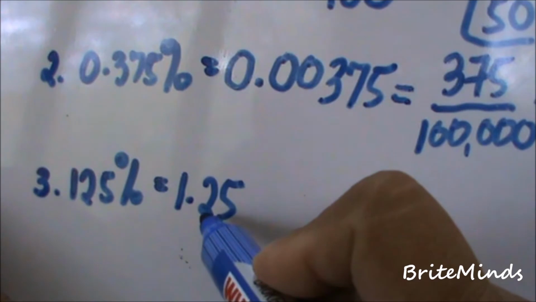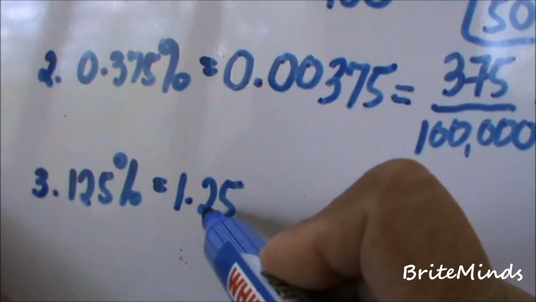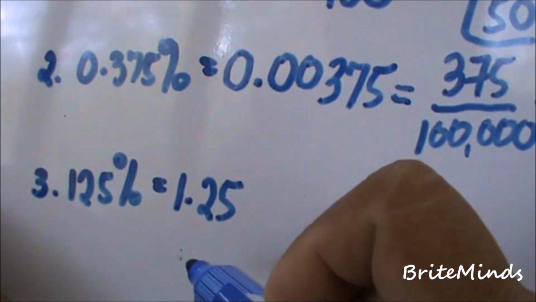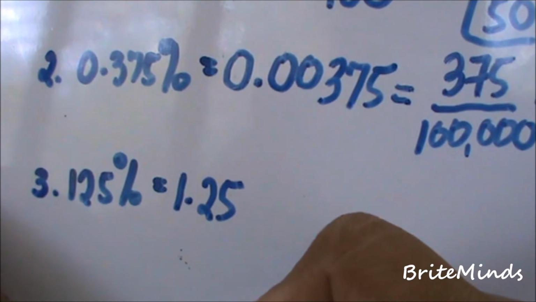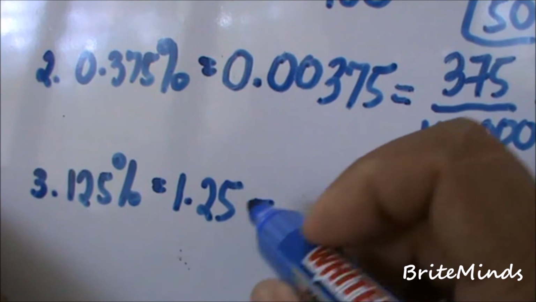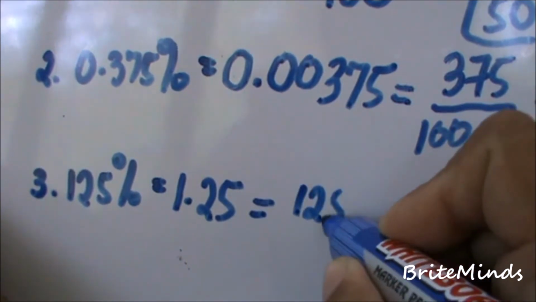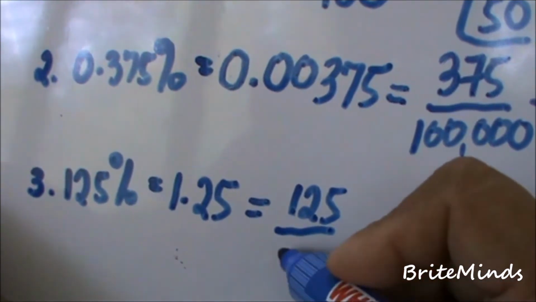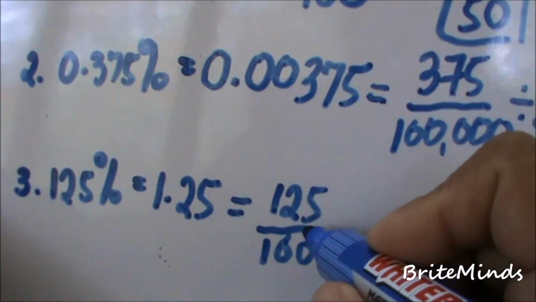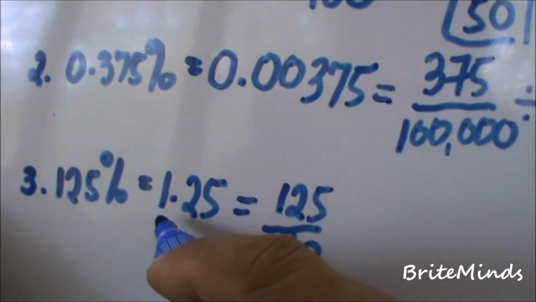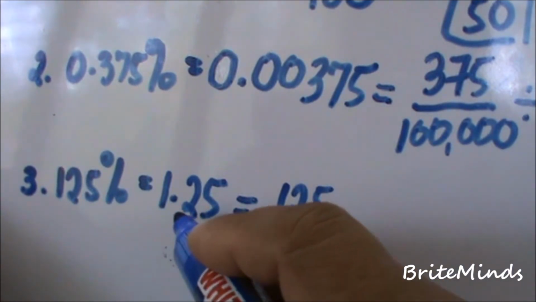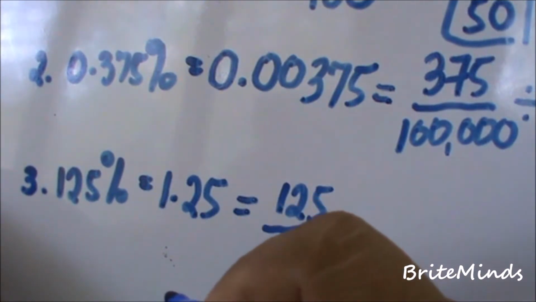Then it will be easy to convert to fraction form. We know that the first digit represents the tenths and the second digit the hundredths, so it means our denominator will be 100. So 125 divided by 100 will come up with a result of 1.25, or 1 and 25 hundredths.